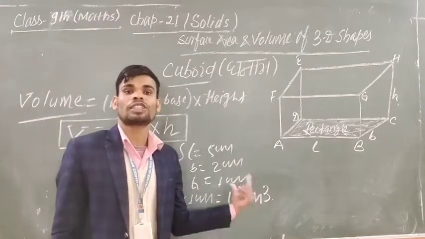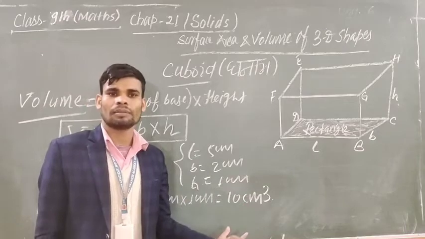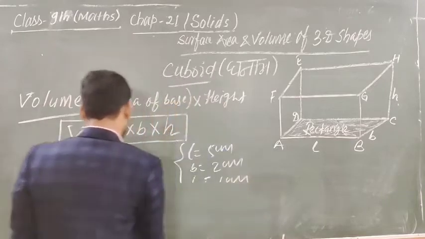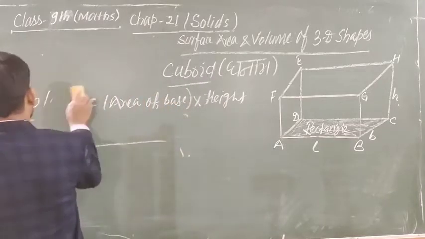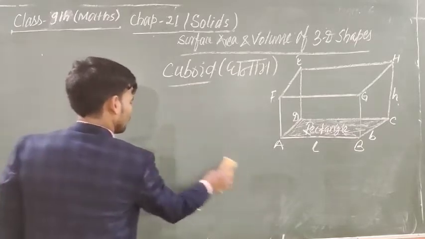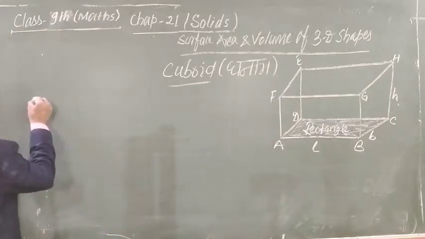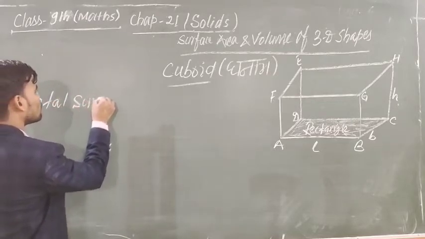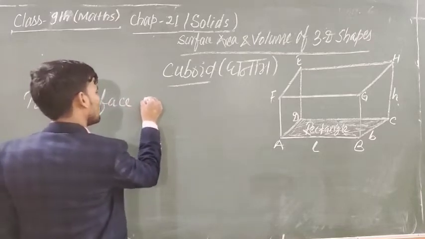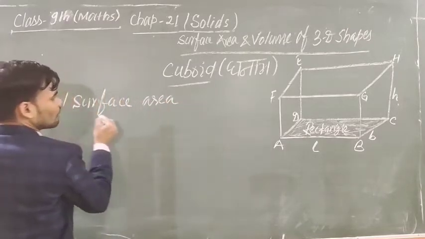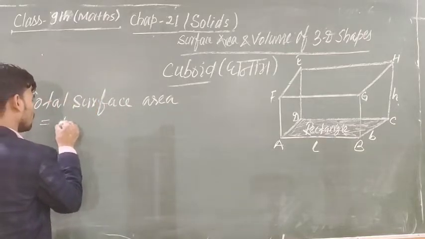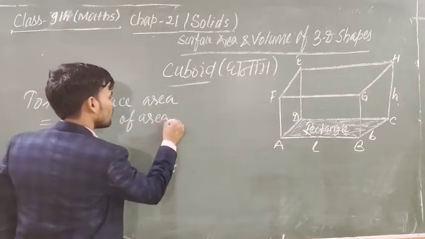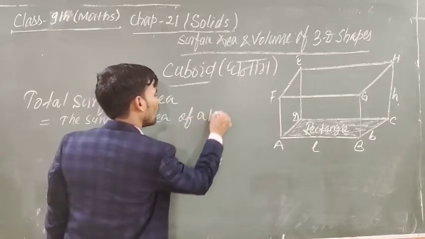Okay, the unit of volume is cubic unit, means cubic centimeter, cubic meter. Got it? After that, come to understand the total surface area of a cuboid. Total surface area means the sum of area of all faces.